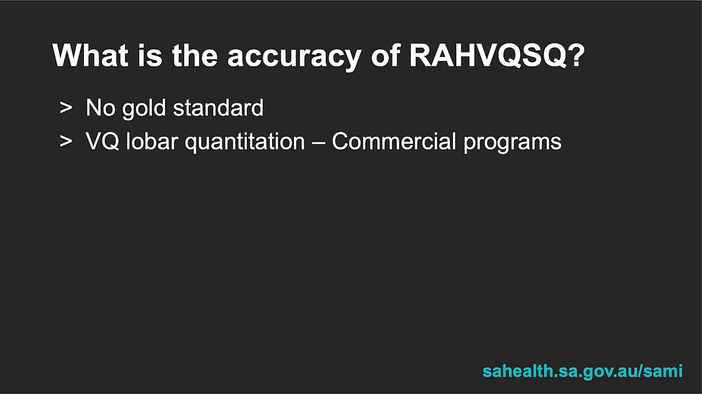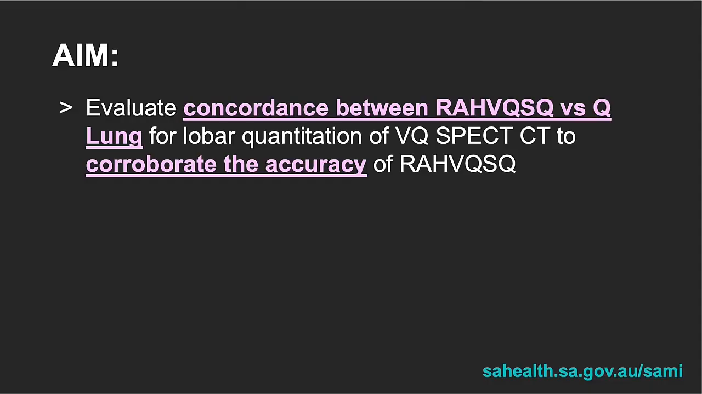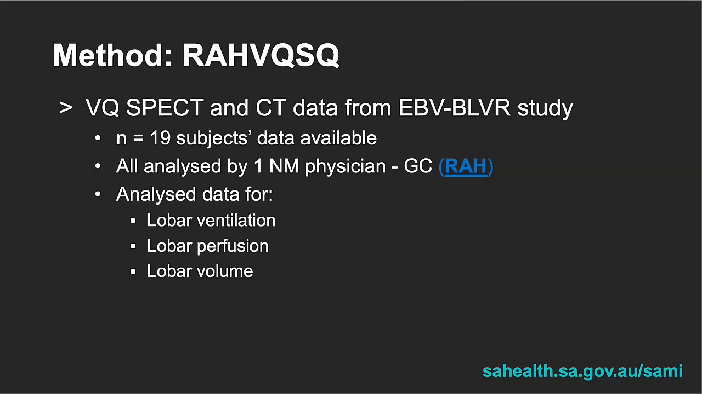However, there are commercial programs that have been certified as medical devices. One such program is QLung from GE. In this program, the operator annotates on a 2-dimensional CT map in the sagittal plane where one thinks the fissures lie. The program's artificial intelligence then finalizes where it thinks the fissures are, and the differential percentages of volume, ventilation, and perfusion are determined. So our aim is to assess our accuracy by showing concordance with an FDA-approved commercial program, GE QLung. We used the data from our bronchoscopic lung volume reduction study.